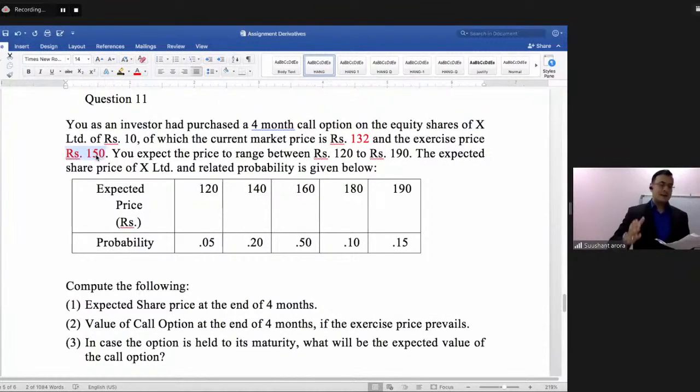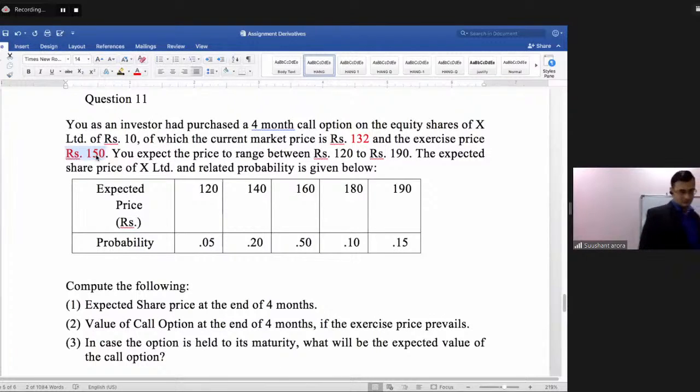So you expect the price range to be 120 to 190. Now this is very clear. Your break even price is how much? 150 is the exercise price, and the amount of premium that you paid is 10 rupees. So your break even price is 160 rupees. Very simple. Second, the expected price is given to you with the probability. Again, very simple. We have done it earlier. If any probability is given to you against anything expected, you can calculate the overall expected value with the help of the probability. That's again very simple.